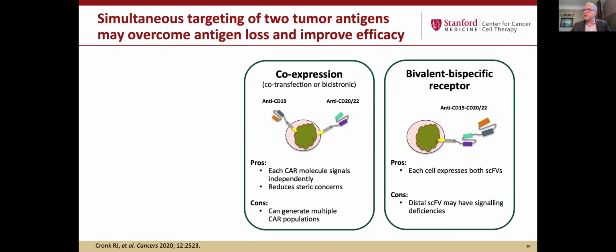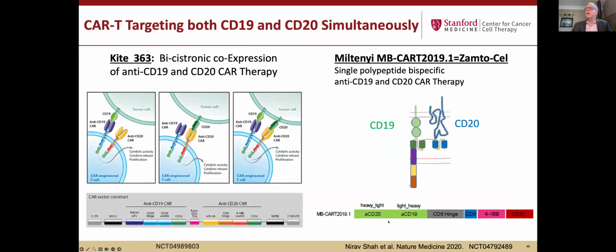Here again, two other strategies besides sequential use of CARs would involve bicistronic expression from a single viral insertion, as Kite 363 study is doing, and this study is open at our institution, where we would put two molecules on the surface, one that's binding 19, one binding 20, and they're able to, again, work in harmony.